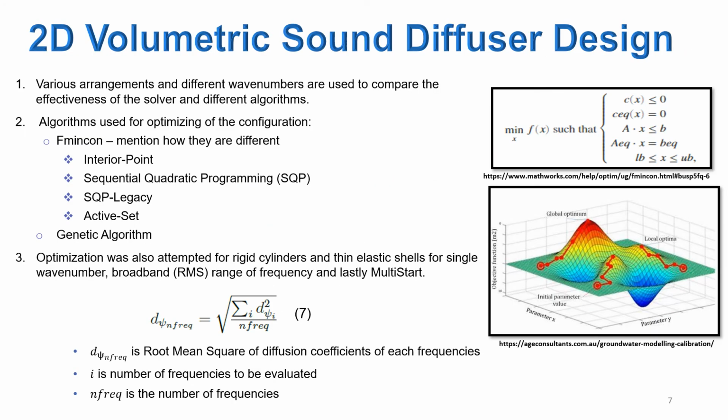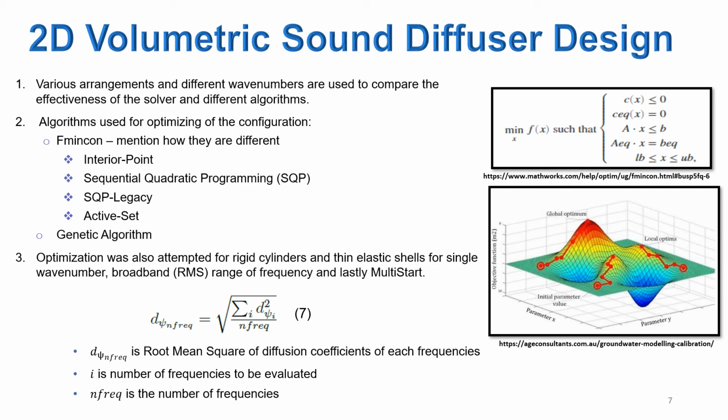This is the 2D volumetric sound diffuser design. The objective of this study is to model and analyze diffusion of 2D MetaDiffusers that consist of a uniform configuration of cylinders and optimize their positions to produce maximum diffusion. To do this, the MATLAB fmincon solver is used. The frequency range used for this study is 0 Hz to 20,000 Hz, which is the human audible range.